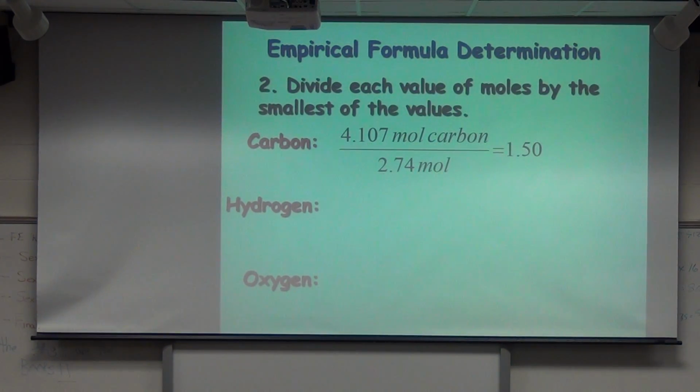So for the first one, 4.107 divided by 2.74 gives you 1.5. That just simply tells you that there's going to be 1.5 moles of carbon for every 1 mole of oxygen.